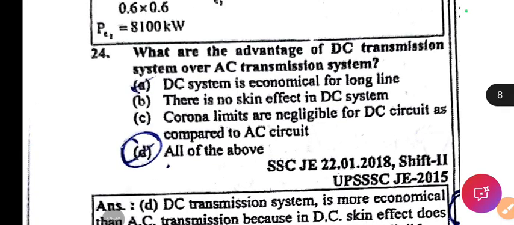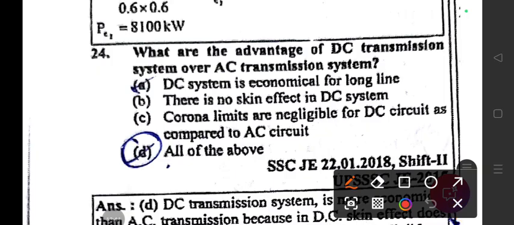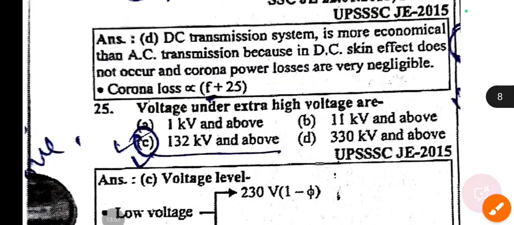What are the advantages of DC transmission system over AC transmission system? See, the DC transmission system is economical for long lines. Okay, there is no skin effect in a DC system. Yes, corona losses are negligible for DC circuits. Okay, well and good. So our answer will be all of the above.